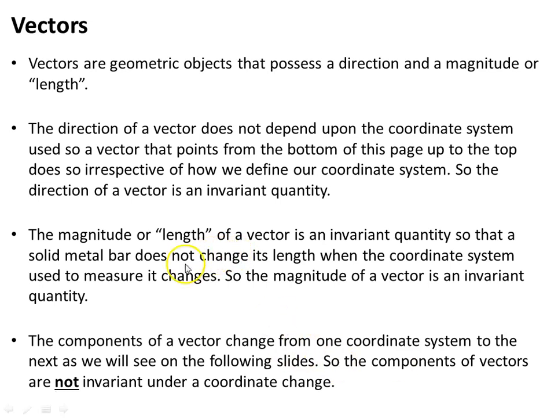Now this metal bar, whatever coordinate system you use, is not going to change its length. So the length or the magnitude of the vector is invariant. The components of a vector change from one coordinate system to the next, as we will see in the following slides. So the components of vectors are not invariant under a coordinate change.